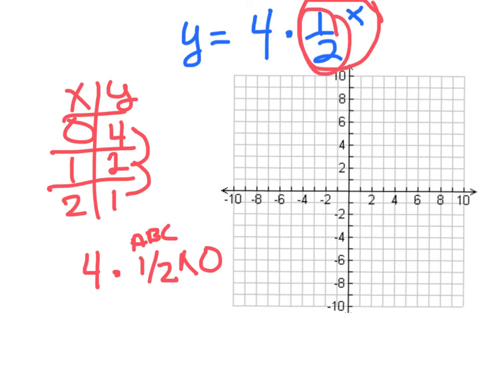So plotting these points, we're at 0, 4, 1, 2, and 2, 1. So with this strange problem with a fraction, we see a bend like right here. That bend is going to continue to bend closer to the x-axis this way and actually come up this way. So we actually have a graph that's reversed over the y-axis, because our prior graphs were looking like that. But this graph is reversed.